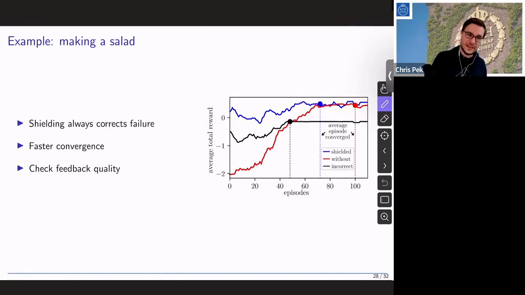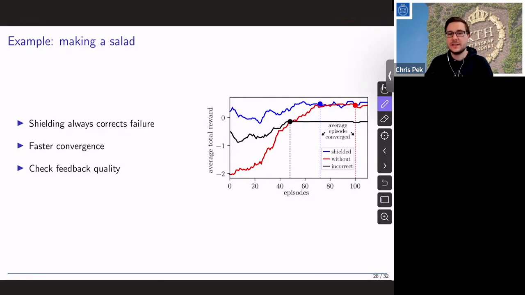So we converge faster. And the good thing is, because shielding, as we've learned so far, is a formal technique, it always refines these actions. So it's a verifiable way so that the robot is not encountering these failures. Whereas if you train without, you need to have this kind of change in your simulator as well. And you have these kind of resets because the robot will still encounter this failure, because it needs to learn more and more. With the shield, we have faster convergence. But as I said, you need to check the feedback quality.